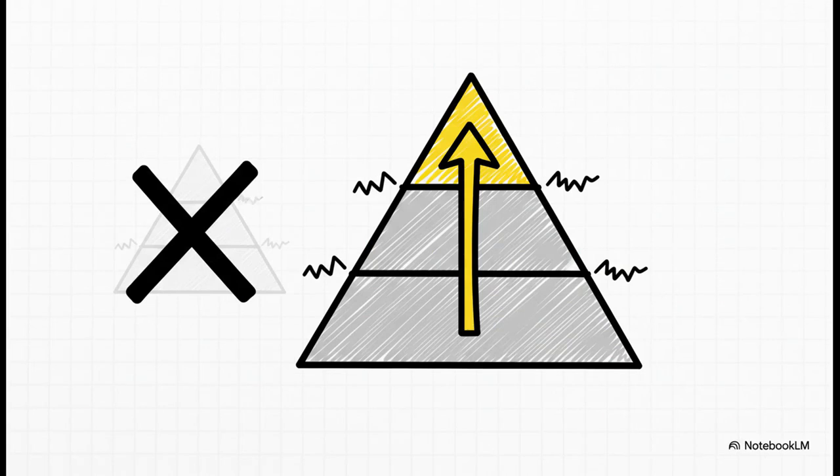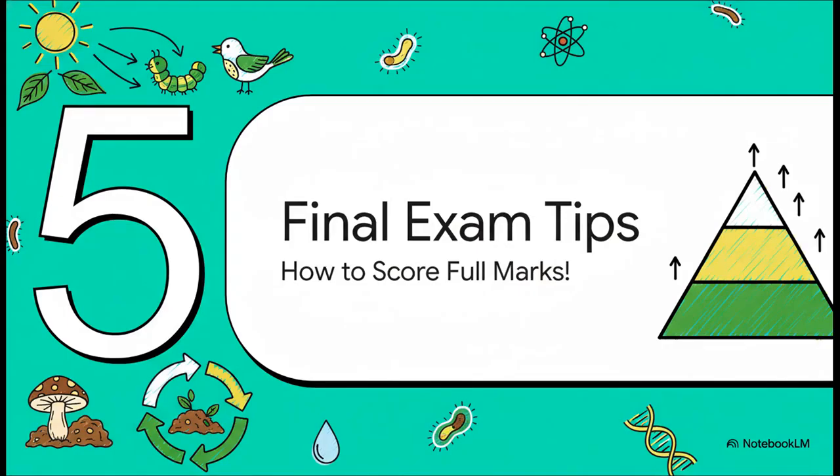But now, listen to this very carefully. This is a golden rule. The pyramid of energy is always upright. It can never, ever be inverted. Why? Because of our 10% law. Since energy is lost at every single step, the bottom level will always have the most energy. No exceptions to this rule. Remember that.